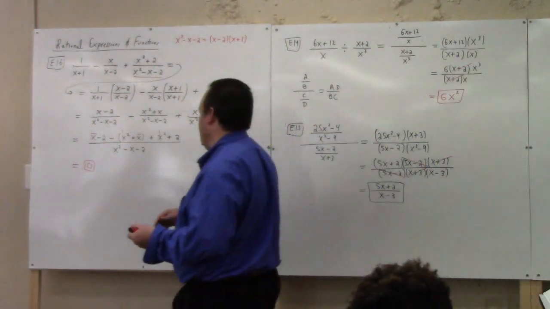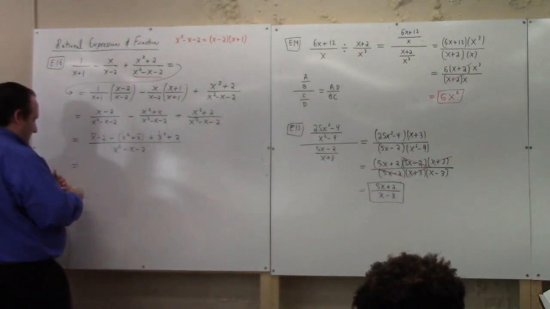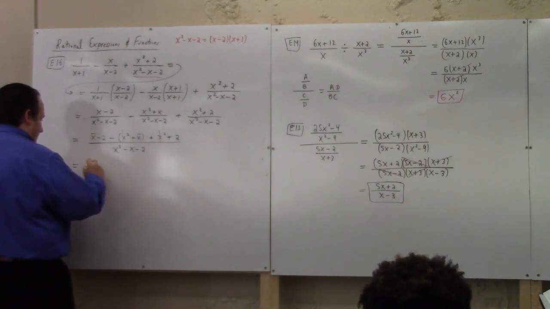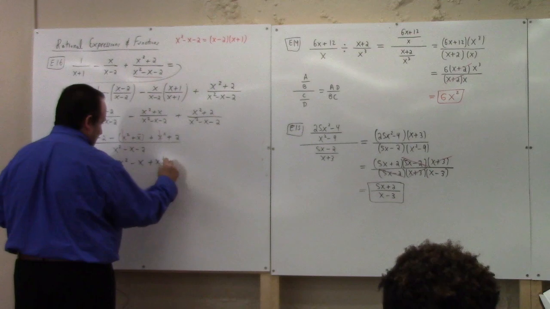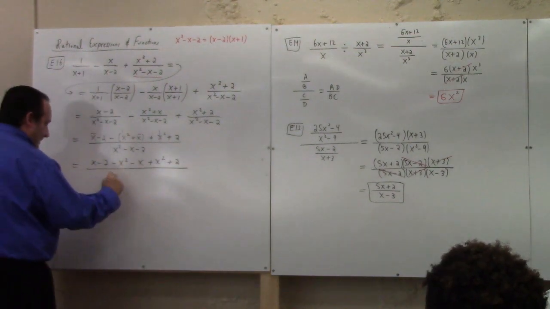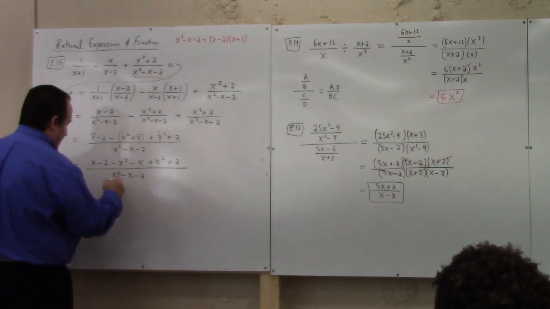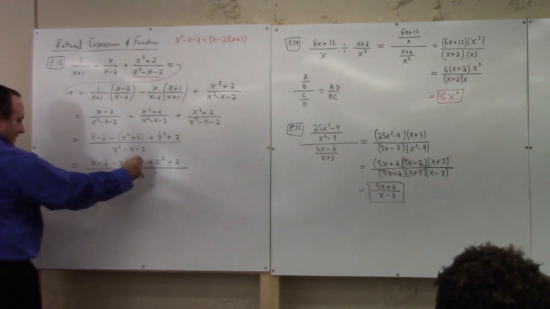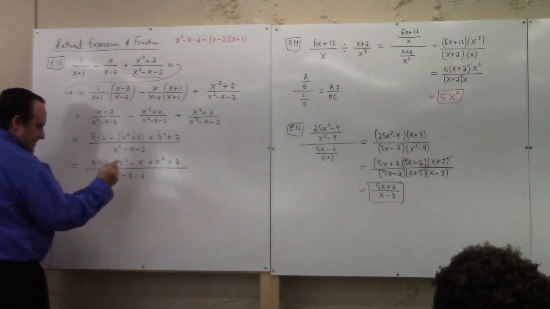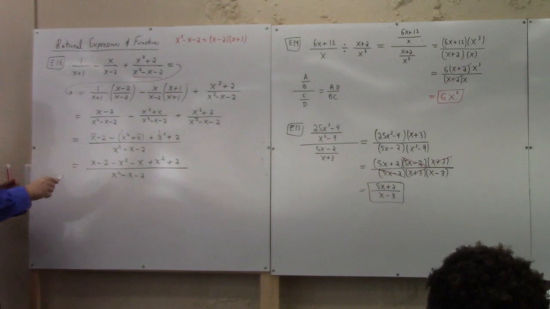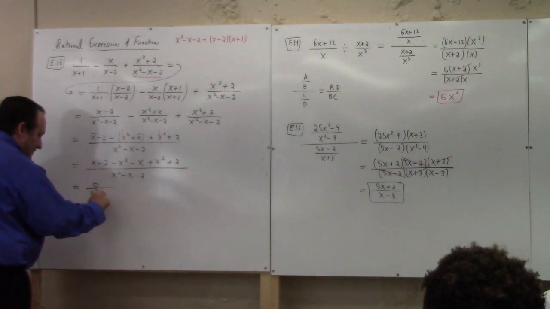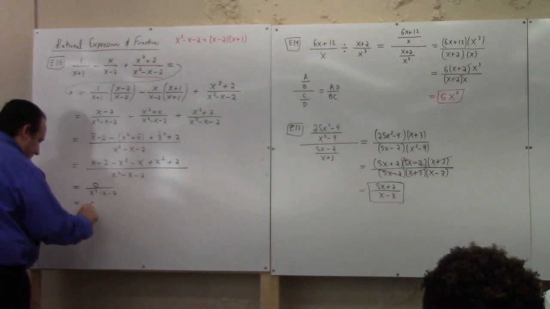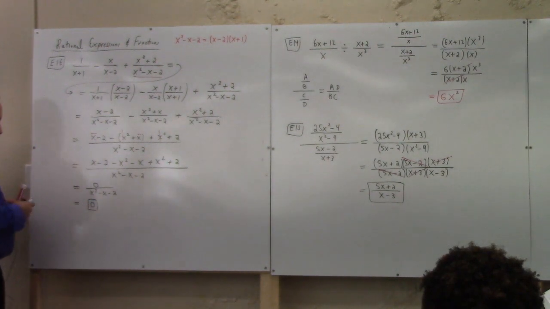I'll write it fine. Let me write x minus 2 minus x squared minus x plus x squared plus 2, right? As you can see, this x and that minus x cancel. This 2 and that minus 2, there's 3 cancellations, right? And that gives you 0 over x squared minus x minus 2, which we just write as 0. Okay?